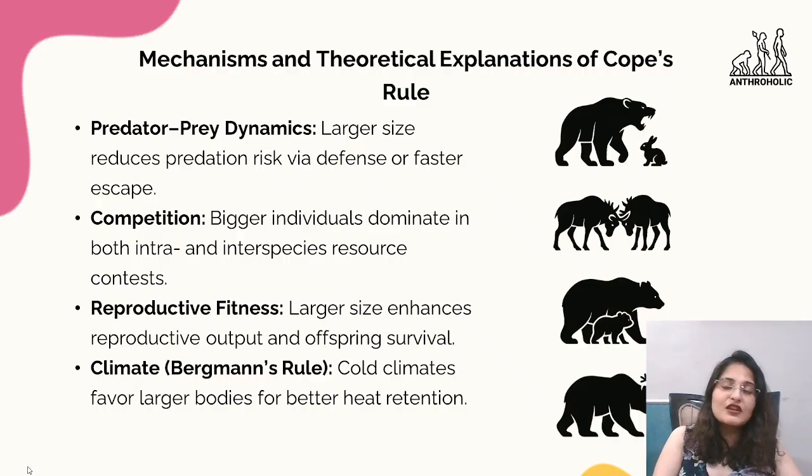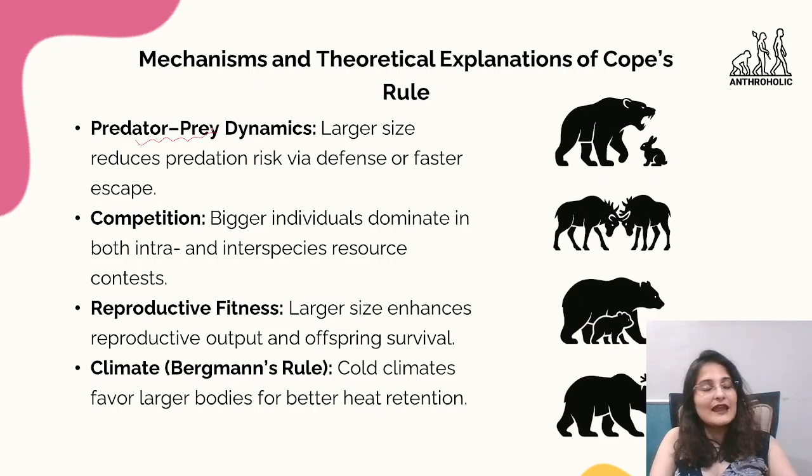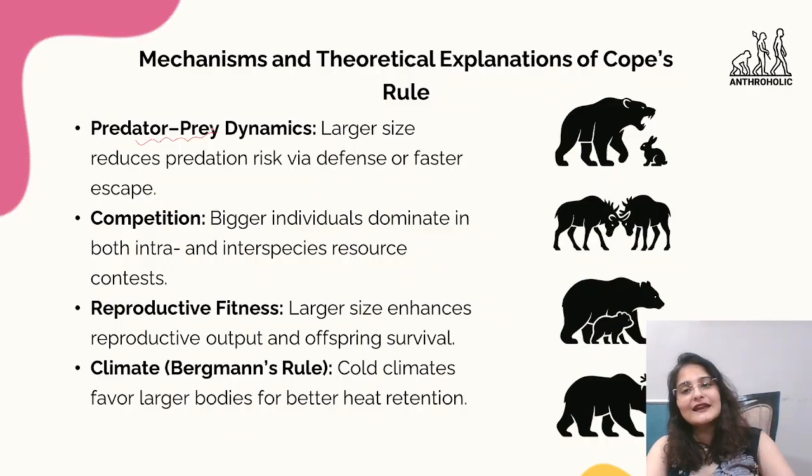Now what are the mechanisms and theoretical explanations of this particular rule? First is the predator-prey dynamic. One aspect could be that because of larger size, defense becomes better. So as the particular organism grows in size, it can defend itself better or it can escape faster. So the safety from predators might be one of the reasons why this particular increase happens, because larger animals are probably less vulnerable to predators.